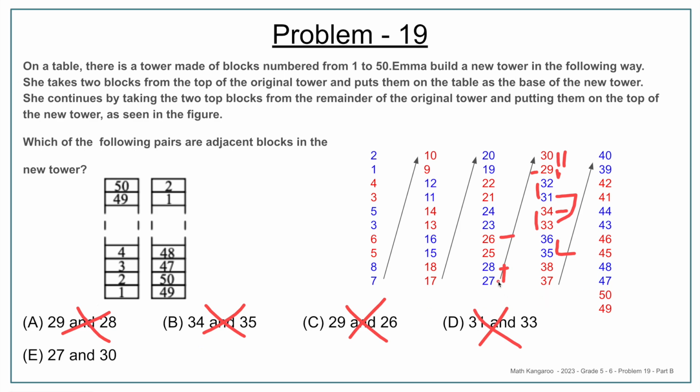So 27 is adjacent to 30. Though they are paired with other numbers, it is adjacent. 27 is adjacent to 30. So our answer is option E, 27 and 30. These are adjacent blocks in the new tower.